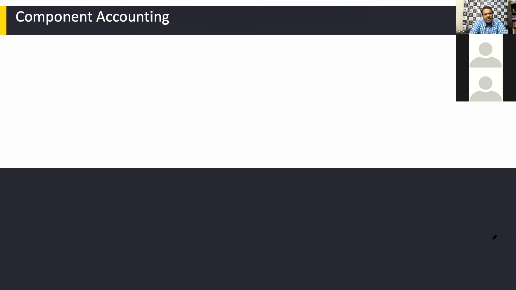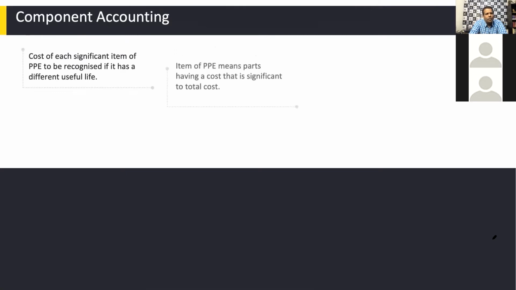So the question for us is, what is a component? A component is the cost of each significant item of property, plant and equipment, which is required to be recognized separately if it has a different useful life. And we will try and understand this with a lot of examples. What is the meaning of this statement, that a property, plant and equipment has a different useful life?